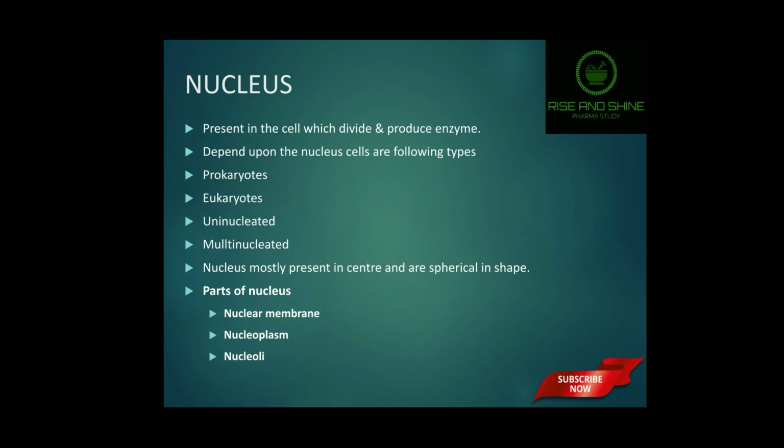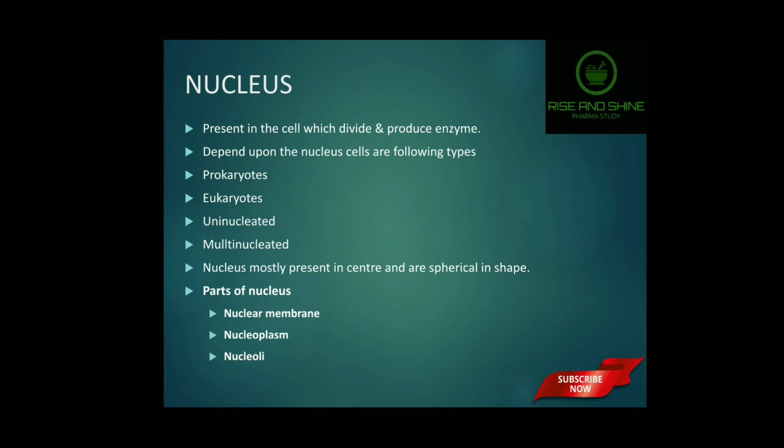Next one is eukaryotics. Eukaryotics are the cells which consist of a nucleus. Next one is a uninucleated cell. It consists of only one nucleus. Next one is a multinucleated cell which consists of many nuclei within the cell. Generally, the nucleus is mostly present in the center of the cell and it is spherical in shape. However, these shapes may vary in some cells.